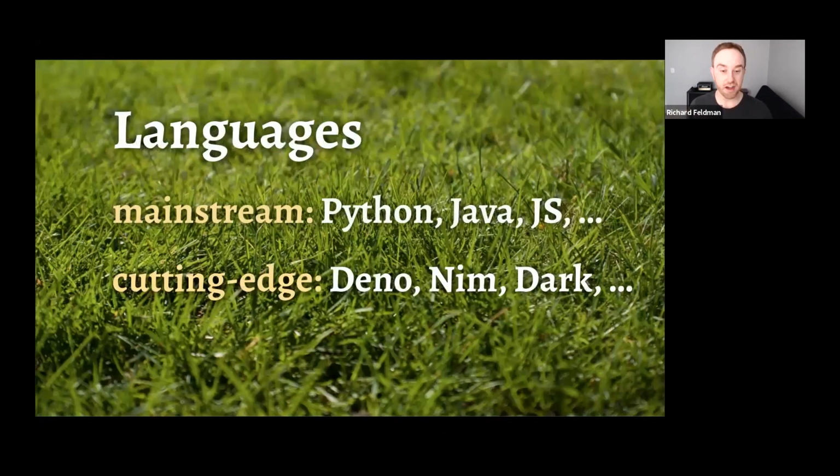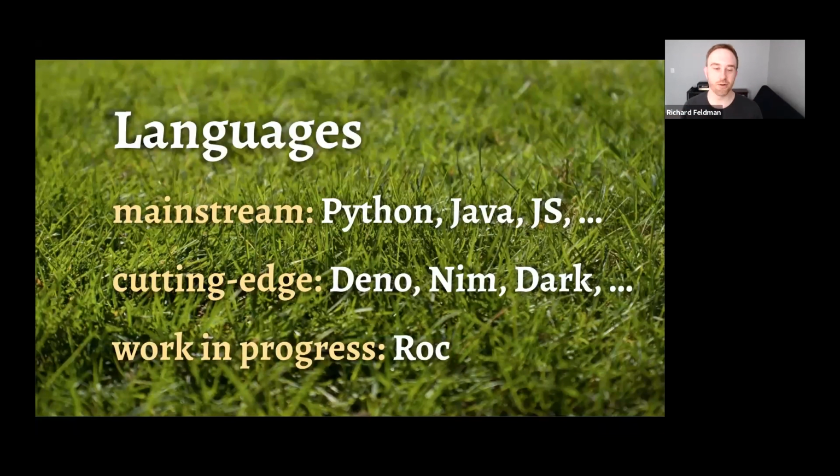Some of them are going to be more cutting edge. You may not be familiar with these, but we'll go over briefly how they interact with these different edges. Like Deno, Nim, and Dart. Then we're going to talk about one language that almost certainly you haven't heard of, which is called Roc. This is a language that doesn't even have a release yet. You have to build it from source. It's very much a work in progress, but it really has some interesting concepts to do with the edges of programming languages. It's also something that I and several others have been working on for a couple of years now. So I'm pretty excited to talk about it.